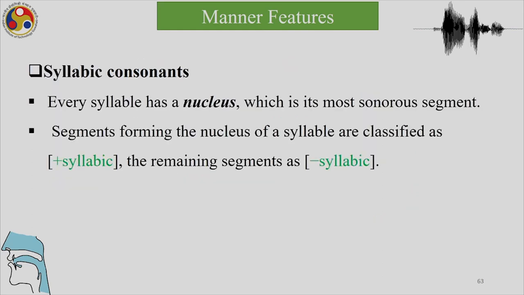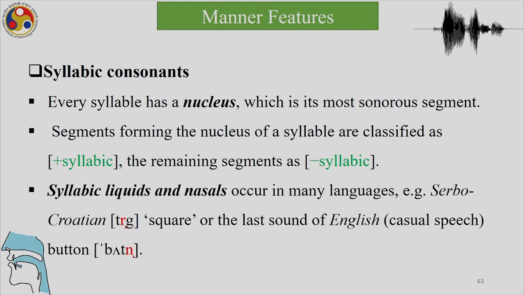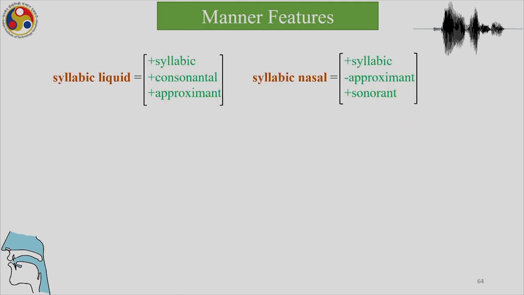Syllabic consonants: every syllable has a nucleus which is its most sonorous segment. Segments forming the nucleus of a syllable are classified as plus syllabic, the remaining segments are minus syllabic. And syllabic liquids and nasals occur in many languages, for example Serbo-Croatian trg, or square, or the last sound of English button. So here consonants, like syllabic liquids and nasals, are the nucleus of a syllable. So, syllabic liquids, even though they are liquids and consonants, will have the feature of being plus syllabic.